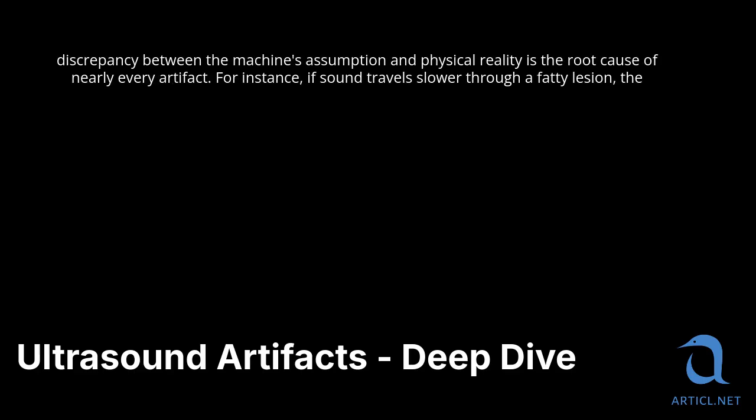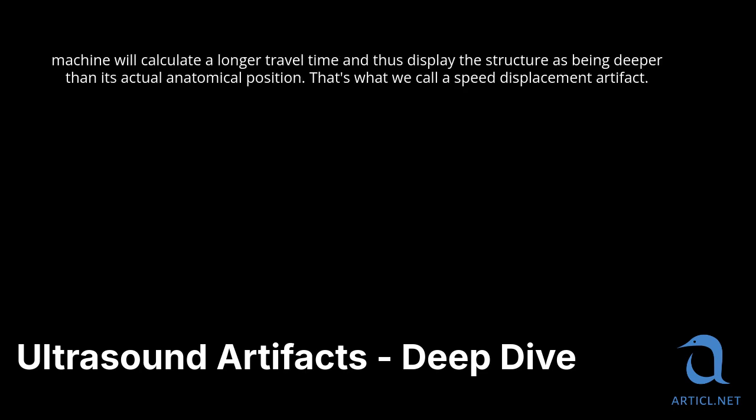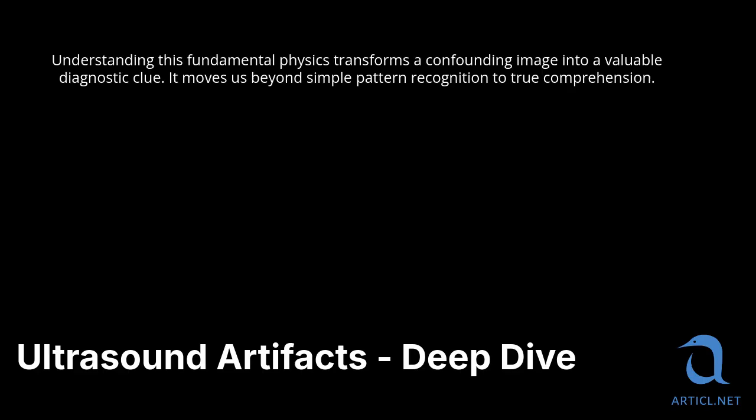This discrepancy between the machine's assumption and physical reality is the root cause of nearly every artifact. For instance, if sound travels slower through a fatty lesion, the machine will calculate a longer travel time and thus display the structure as being deeper than its actual anatomical position. That's what we call a speed displacement artifact. Understanding this fundamental physics transforms a confounding image into a valuable diagnostic clue. It moves us beyond simple pattern recognition to true comprehension.